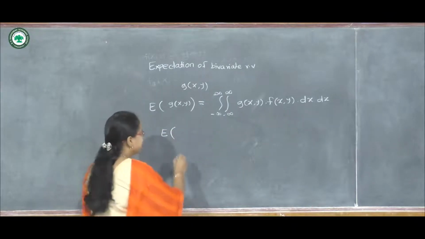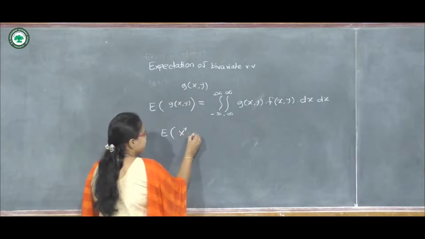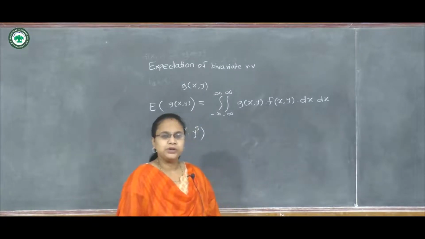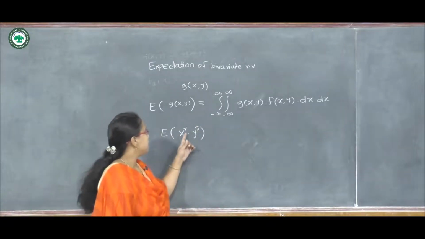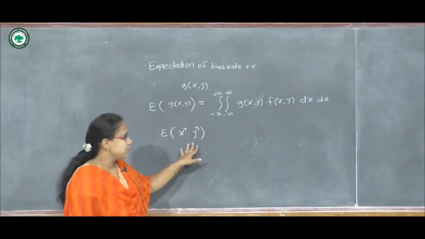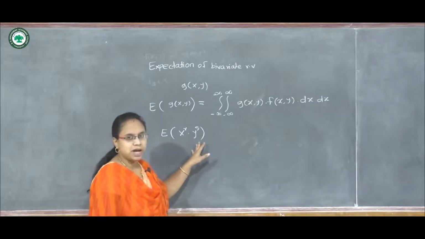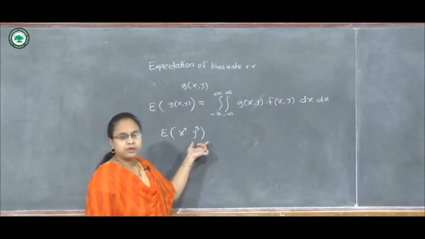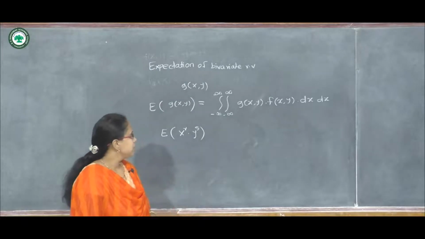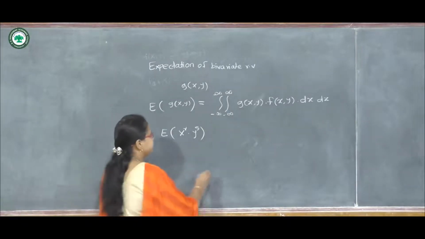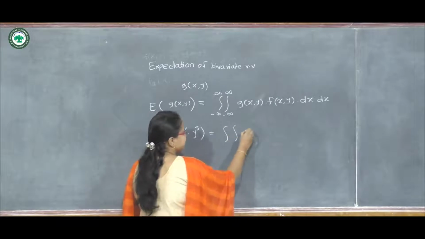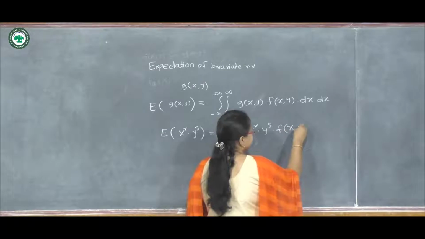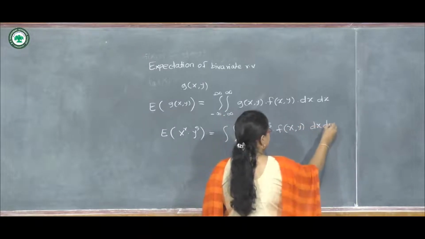So if we take the function as x raised to r and y raised to s, this will give us the moments by substituting different values of r and s. So if we take g(x, y) as this, then it will provide us the moments of the bivariate random variable or bivariate distribution. So by definition we can write this as the double integral of x raised to r, y raised to s times f(x, y) dx dy.